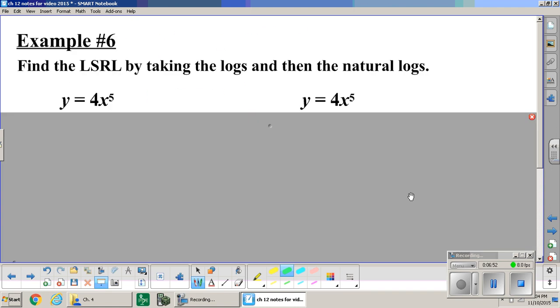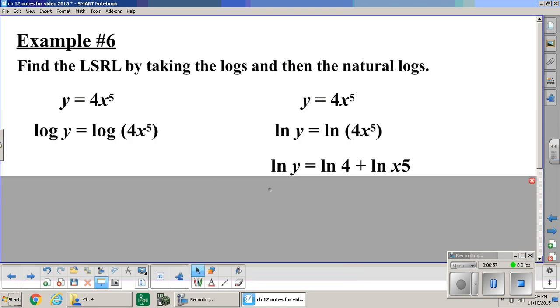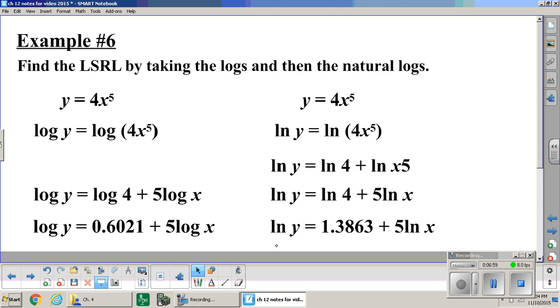Whoops, go back here. This was the work shown for either exponential or logging or natural logs. So if you did either log or natural log, there's your work right there. Any questions? No? Oh, good job. You guys are so smart.